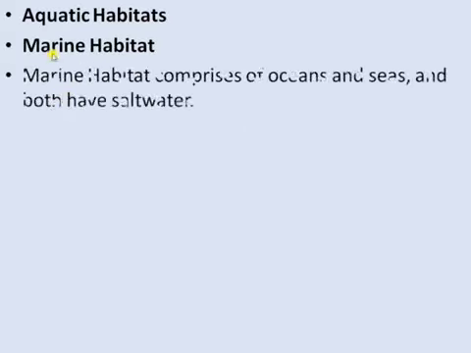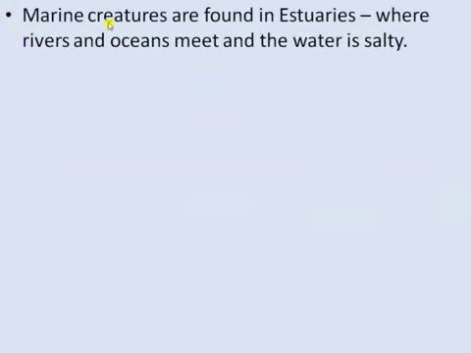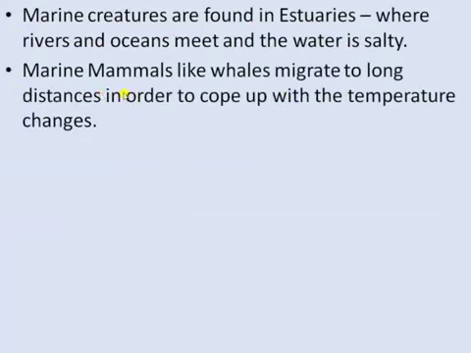In aquatic habitat, the marine habitat comprises oceans and seas, both of which have salt water. They are home to a wide variety of creatures; most of the fish population is found here. Next, marine creatures are found in estuaries where the river and ocean meet and the water is salty. Marine mammals like whales migrate long distances in order to cope with temperature changes.